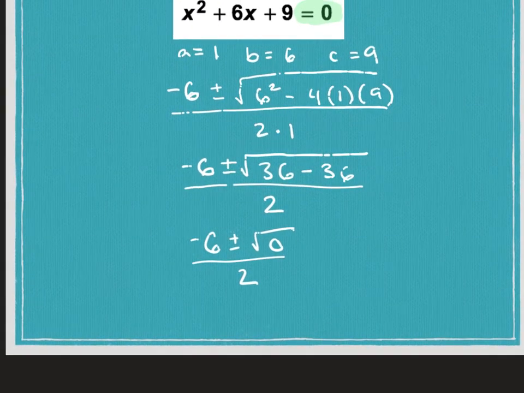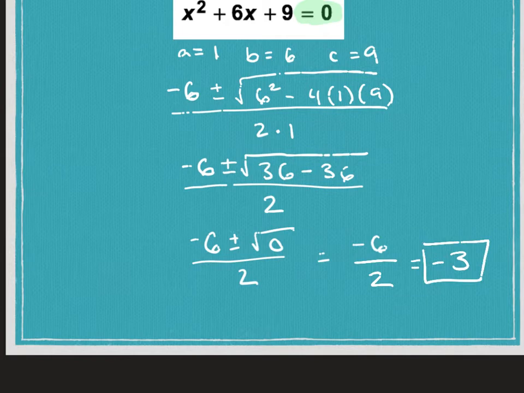So do we have to write like negative 6 plus 0? What would negative 6 plus 0 be? Just negative 6. We don't even have to write this if it's 0. So we have negative 6 over 2. And how can we simplify negative 6 over 2? Negative 3. So x is equal to negative 3.